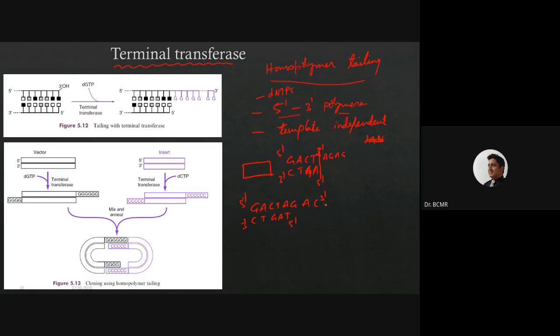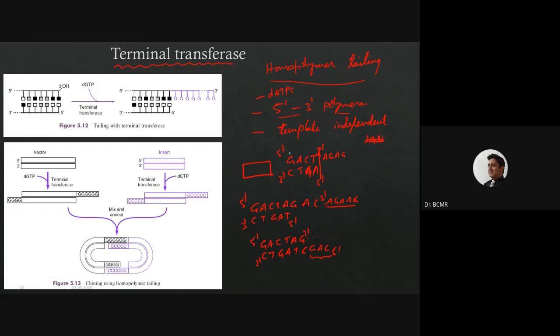You have a 3' end, so it will add whatever bases are there. If it is there, it will add that. But if you have a sequence such as CTGATCGAC, this would be 5 prime, 3 prime. Here is 5 prime and 3 prime. Terminal transferase will have difficulty adding bases here because this kind of template may hinder the activity of terminal transferase.